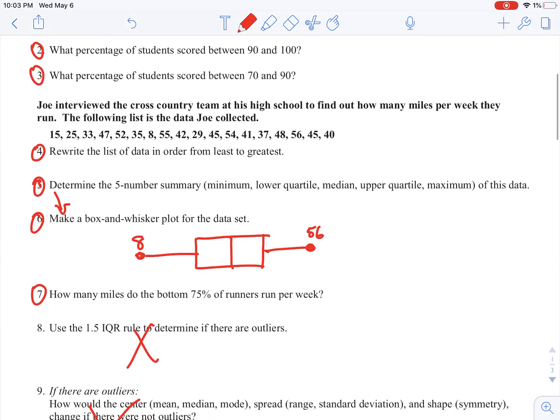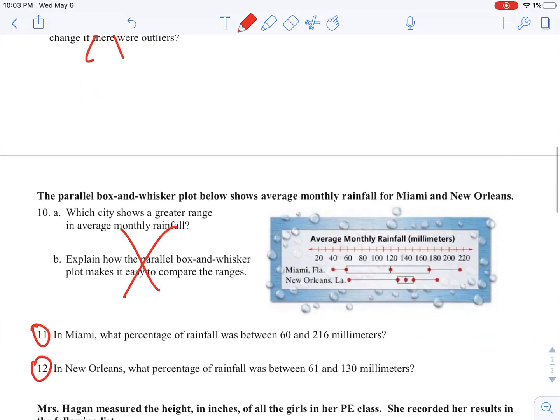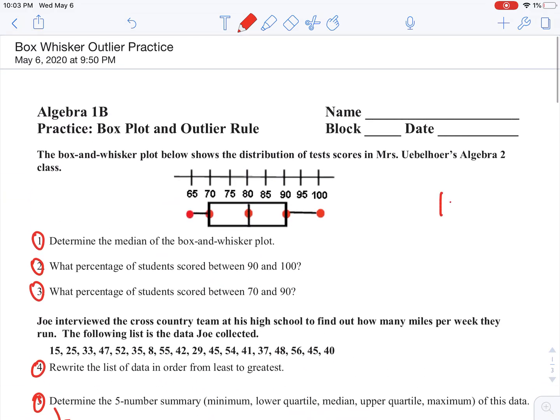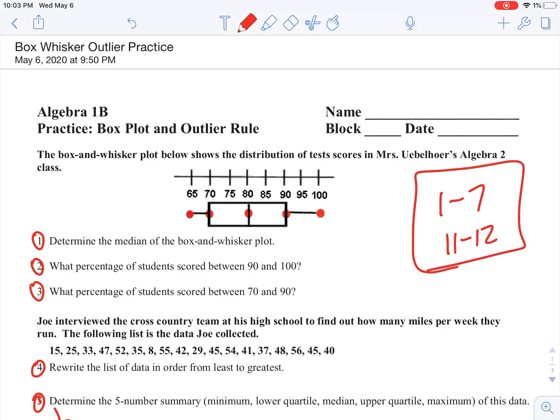So 1 through 7, and then 11 and 12. Thanks, guys.